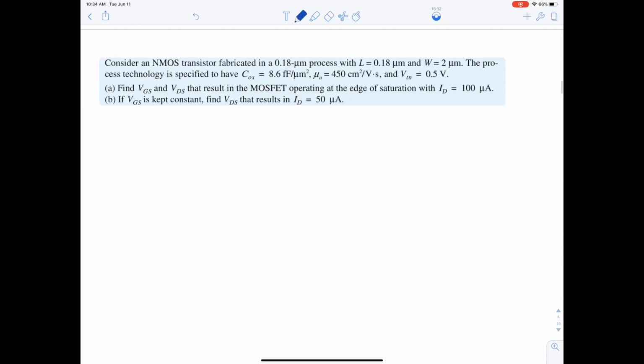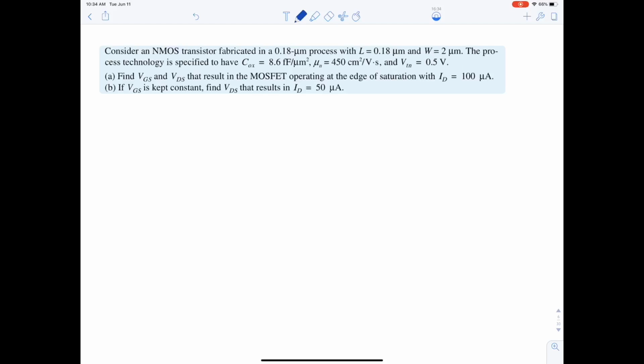Consider an NMOS transistor fabricated in a 0.18 micrometer process with length 0.18 micro, W width 2 micrometer. COX is this, mu n is this, VTN is 0.5. We need to find VGS and VDS that results in the MOSFET operating in edge of saturation with ID equal to 100 microampere. So we are in edge of saturation. Okay. ID is equal to what?